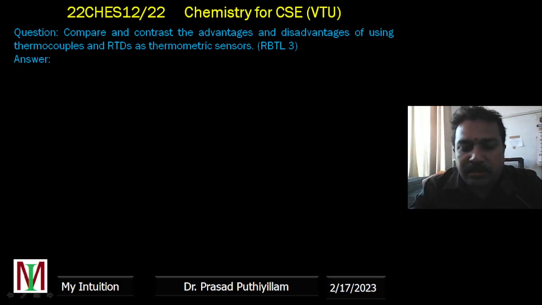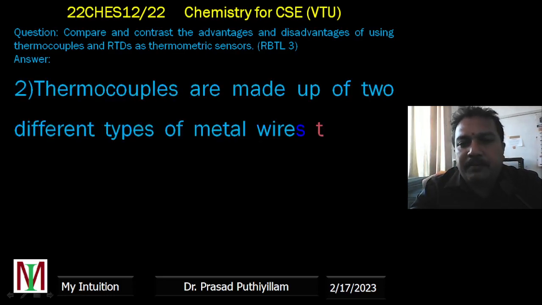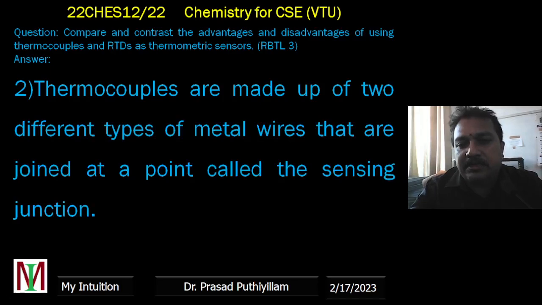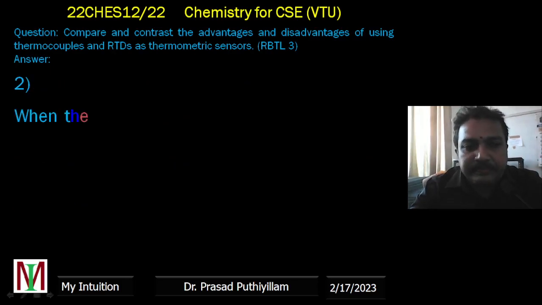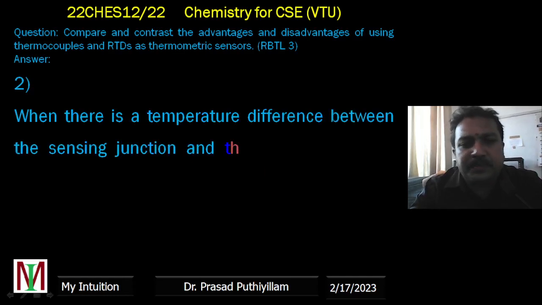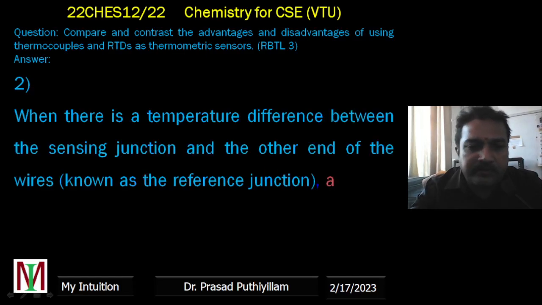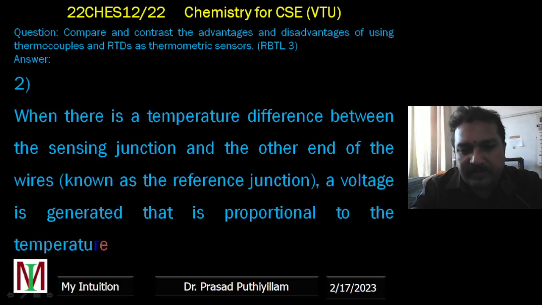So it's a couple. Couple means two together. Thermocouples are made up of two different types of metal wires that are joined at a point called the sensing junction. When there is a temperature difference between the sensing junction and the other end of the wire, known as the reference junction, a voltage is generated that is proportional to the temperature difference between those two points, the reference junction as well as the sensing junction.